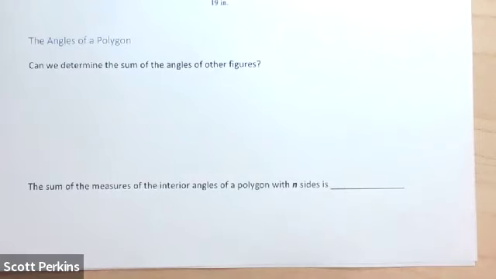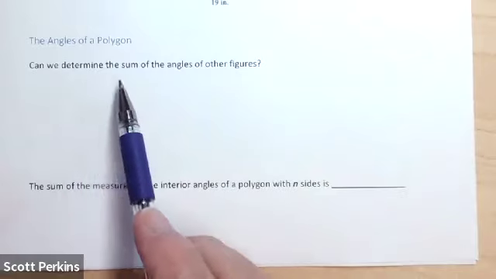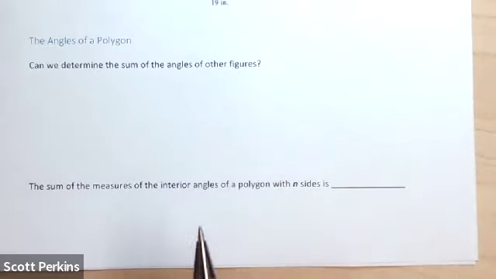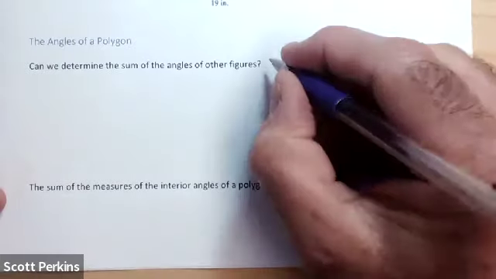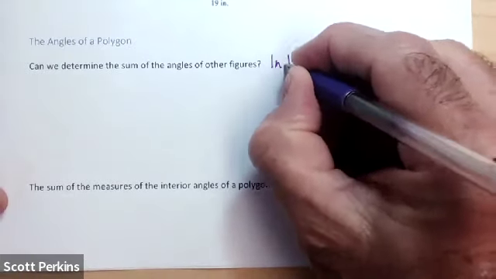Now, last time we were together, we talked about the angles of a triangle. And before I started the video, you all reminded me that every triangle, no matter what shape it is, has the sum of the angles of 180 degrees. So then the question is, can we determine the sum of the angles of other figures? What we're going to do is use, as we've used before, a little bit of inductive reasoning here.